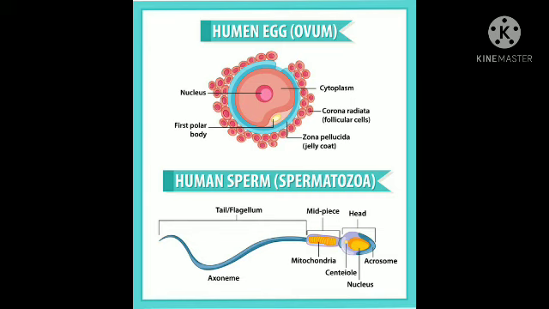Next one, you will definitely get a definition question from Manschette's membrane. So what is Manschette's membrane? It is the membrane which covers the neck region, half of the nucleus region and the middle piece of the sperm. So the layer which surrounds half of the nucleus, the neck region and the middle piece of the sperm is known as Manschette's membrane.